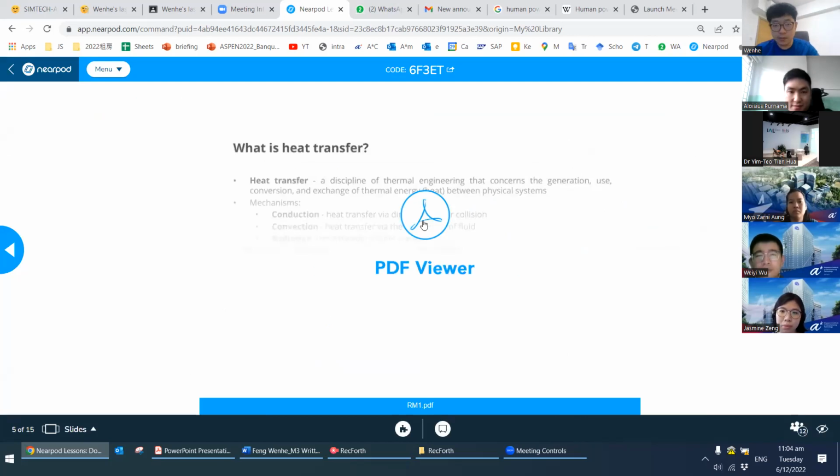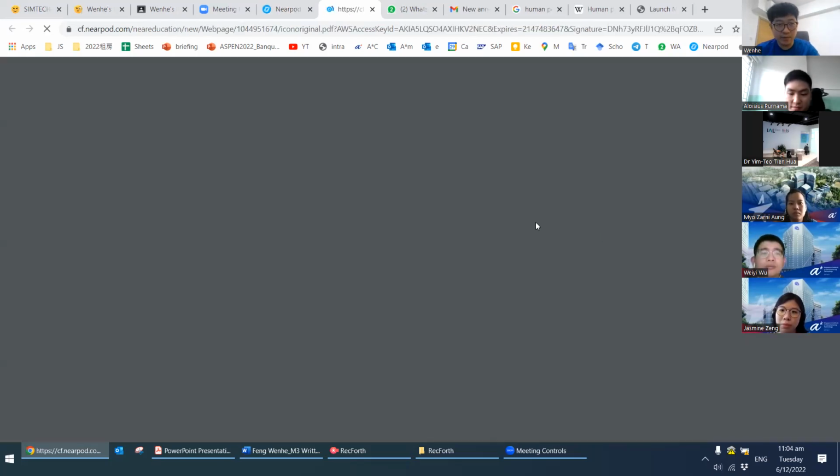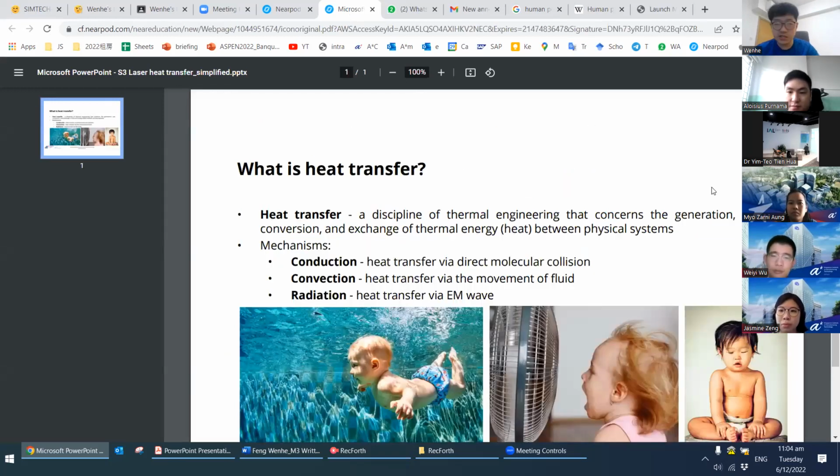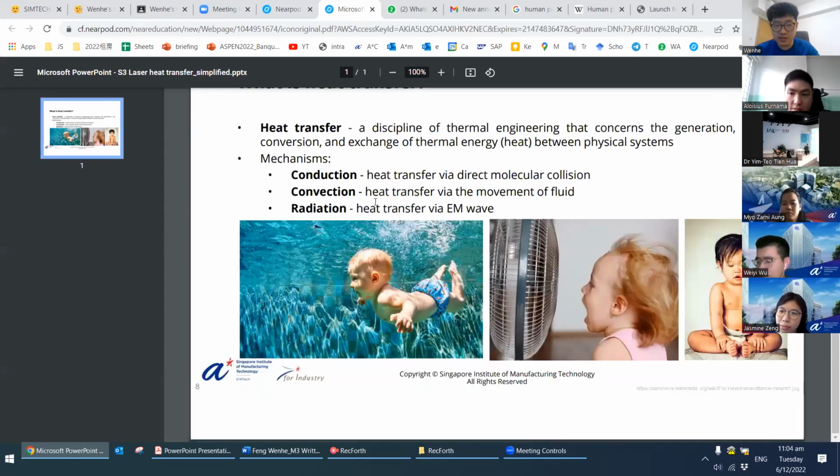And next one, we'll do some recap. So about the heat transfer, we introduced the async session. Basically, we have 3 mechanisms. Conduction is the heat transfer via direct molecular collision. And then is the convection, which is the heat transfer via the movement of fluid. And lastly is the radiation, which is the heat transfer via electromagnetic wave.